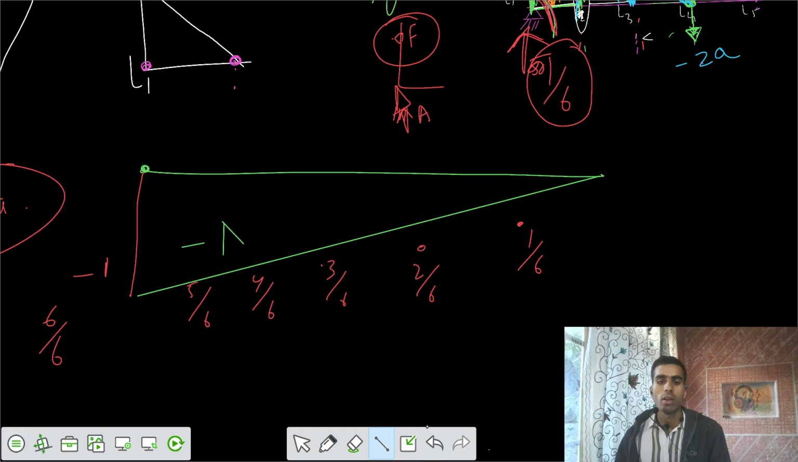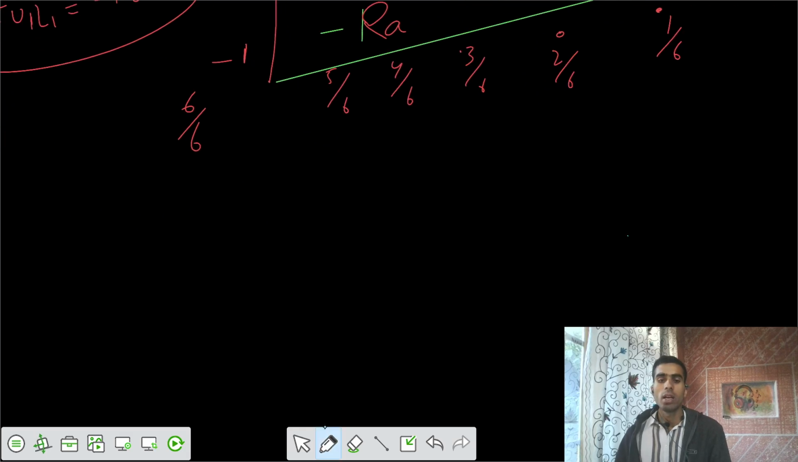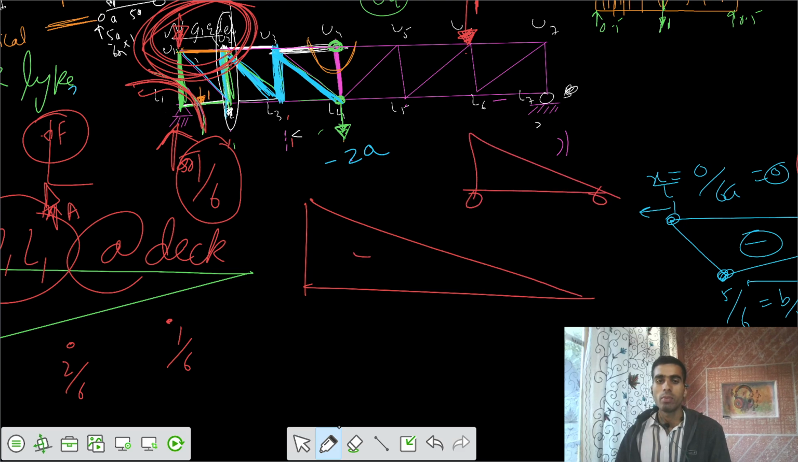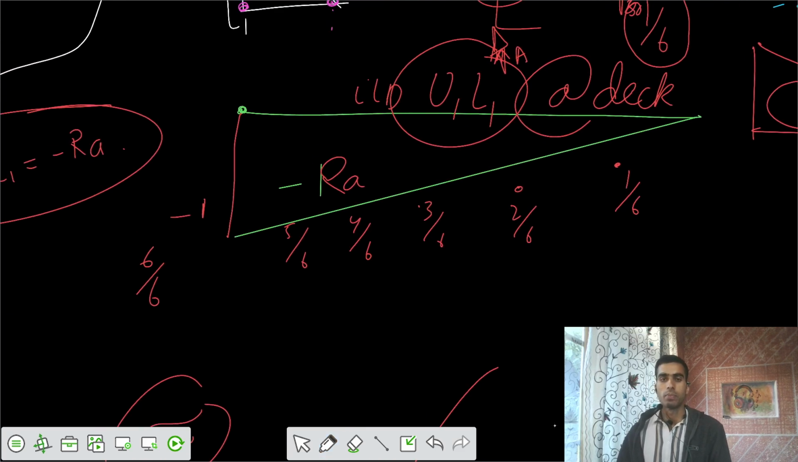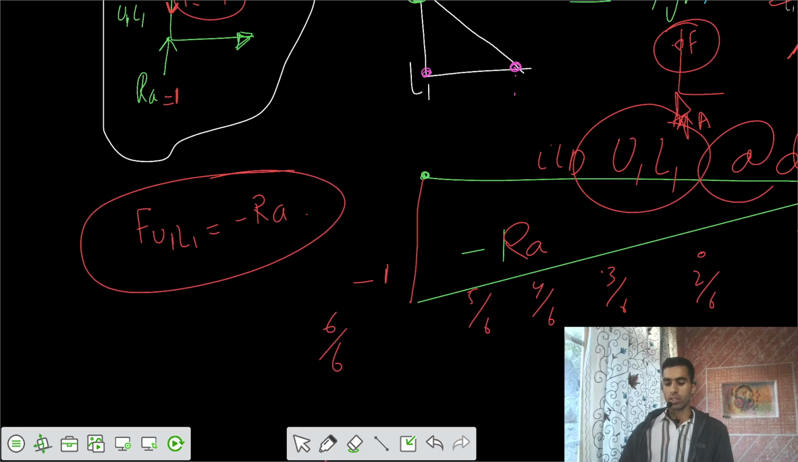So this is the ILD for the vertical member U1L1 with deck loading, and it's similar to that of a reaction at the support. The ILD for the reaction at A, as we know for a simply supported beam, is +1, and for this one it's the negative of that, because we have to maintain vertical force equilibrium. Now if you talk about deck type and through type.